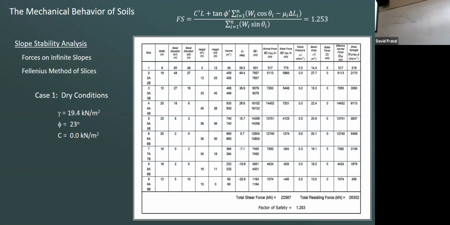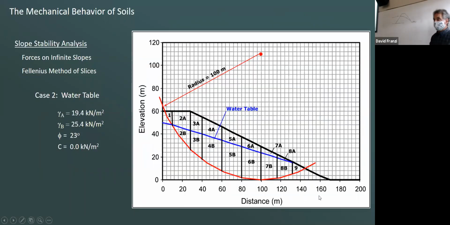Now you'll also notice that I have all these A's and B's in here. That's for the next step. So we sum that all up and we get 1.253. Now I can put a water table in there. The first slice is still going to be dry. Now you know where the A's and the B's come in.